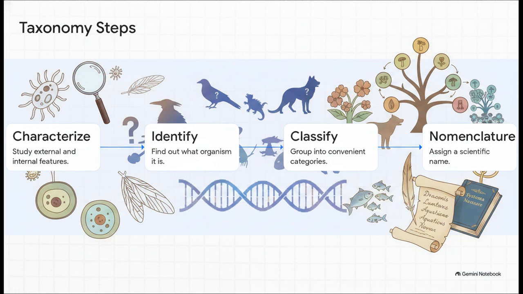When a brand new organism is discovered, scientists follow 4 specific steps. These are the pillars of taxonomy. First is characterization. This is where we study the external and internal features. Are its ears long? Does it have scales? Second is identification, comparing those features to figure out exactly what kind of organism it is. Third is classification, grouping it into a specific category based on those observable features. And only then do we hit step 4, nomenclature, officially giving it its scientific name.